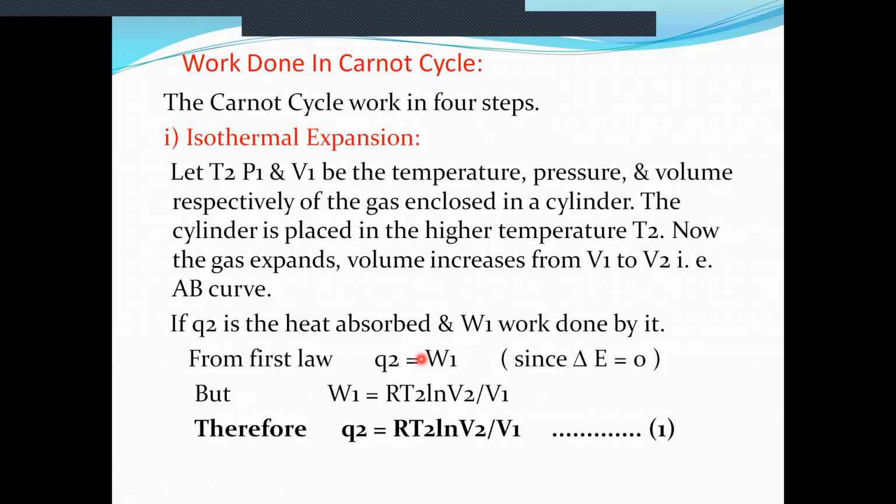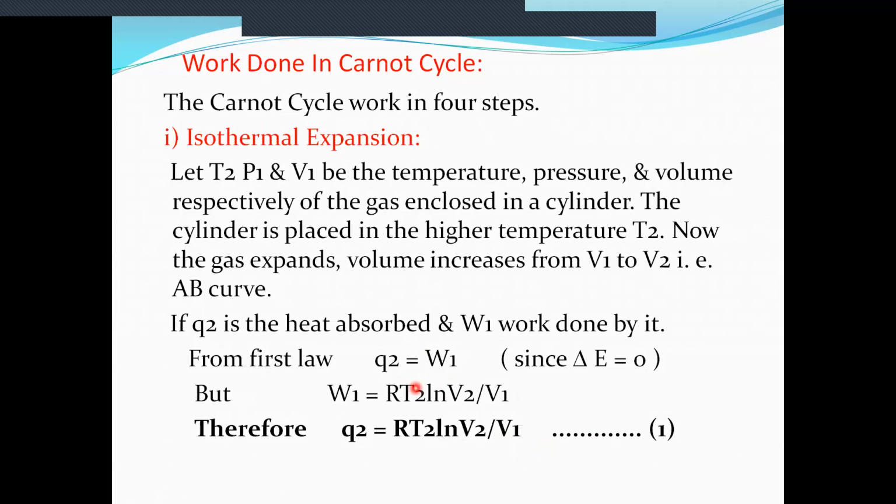We have seen in thermodynamics, first, how to obtain the total work done in reversible and irreversible processes. So W1 is equal to RT2 ln V2 divided by V1. But here W1 is equal to Q2. So we can write Q2 is equal to RT2 ln V2 upon V1. So this is equation number 1.